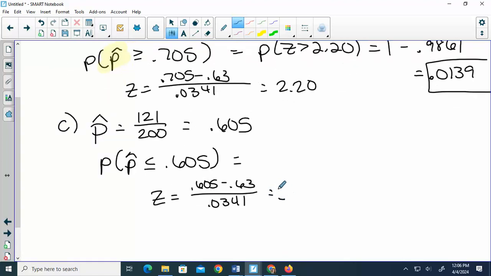We're getting ready. So we should get a negative 0.73. So we're finding the probability that z is less than or equal to a negative 0.73. So we'll look up negative 0.73 and it's 0.2326.